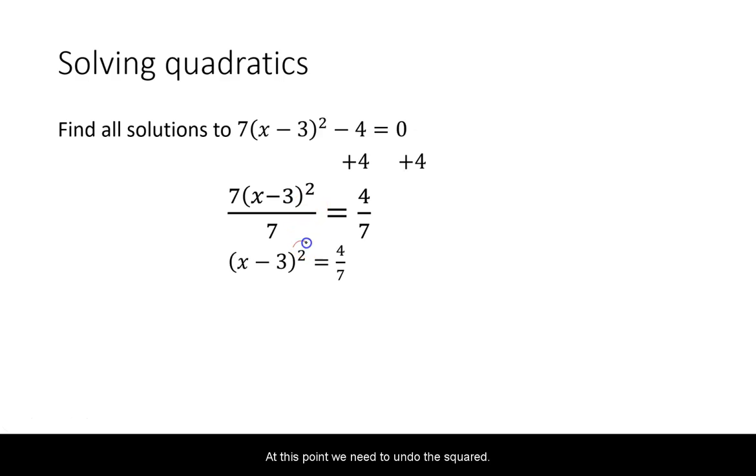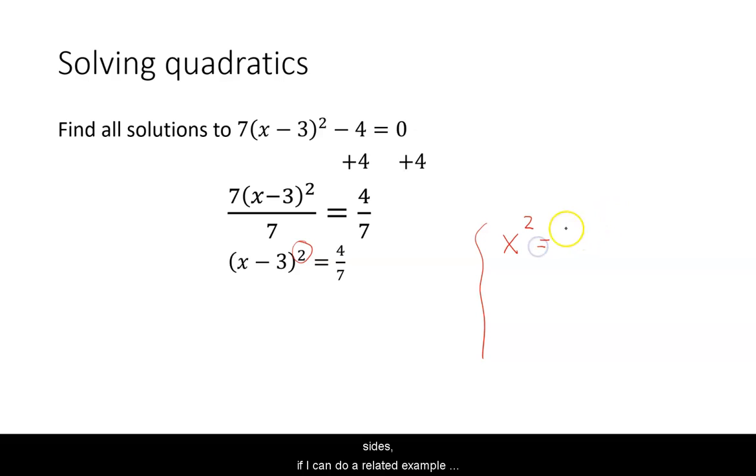At this point, we need to undo the squared. We do that by taking the square root of both sides. Something though about taking the square root of both sides, if I can do a related example of x squared equals 9, let's say, there's actually 2 solutions here. If I just take the square root of both sides, I should actually have x equals either a positive 3 or x equals a negative 3. Both of these numbers, when squared, result in positive 9.